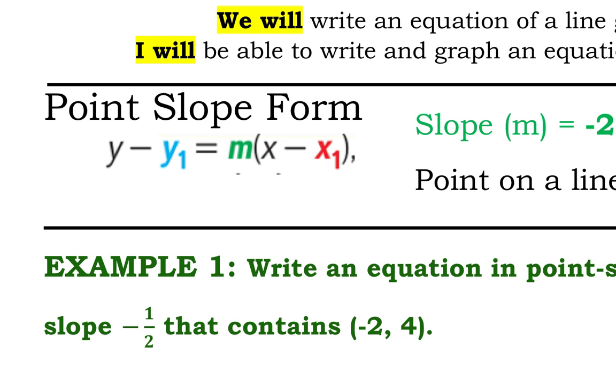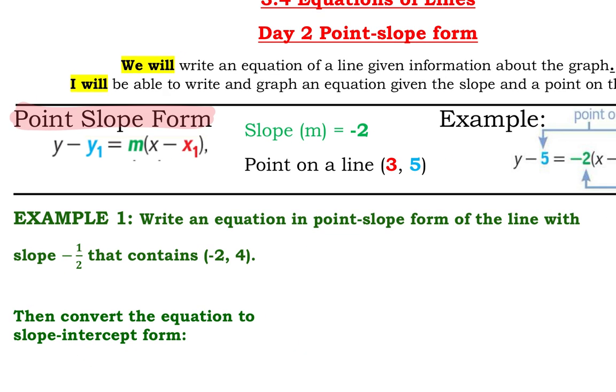All right, so if you picked up your highlighter, go ahead and highlight the name. That way, if you're looking for the type of form, it stands out to you. So point slope form. Once you figure out what your slope is and what your point is, like it is here, here we have m is -2 and your point is 3, 5. Then all we're going to do is plug this into the formula.